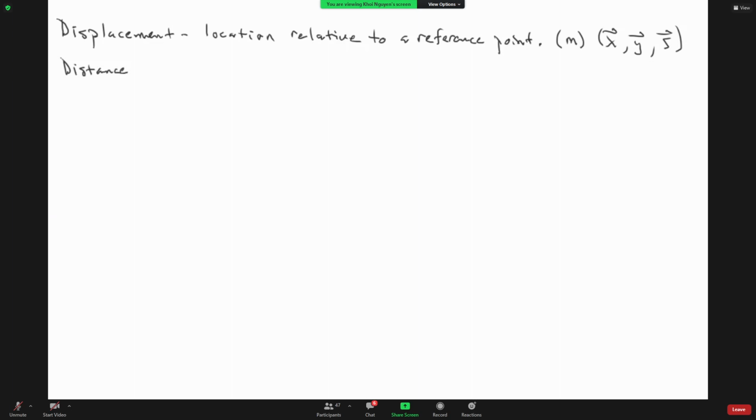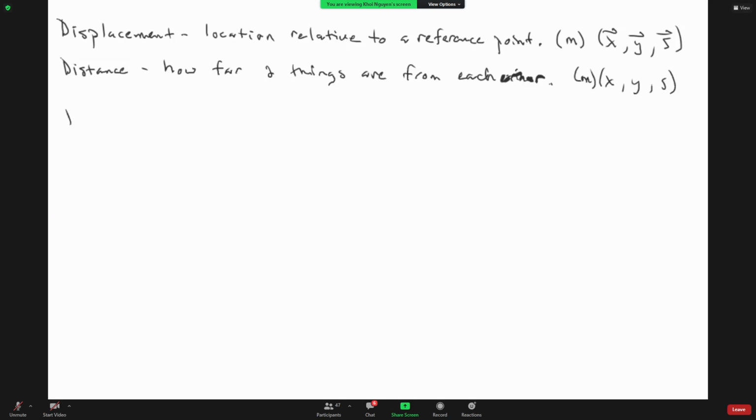And we'll see how that comes out in a little bit when we talk about the types of questions they ask you. And distance is simply how far two things are from each other. Same units, just x, y, and s, no vector notation.